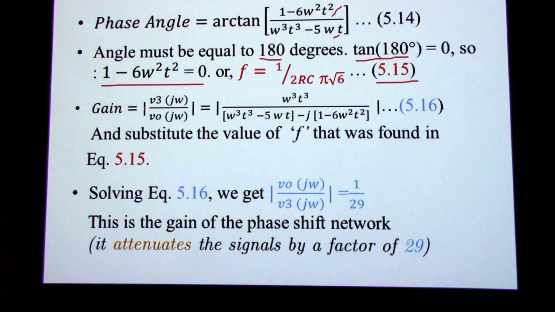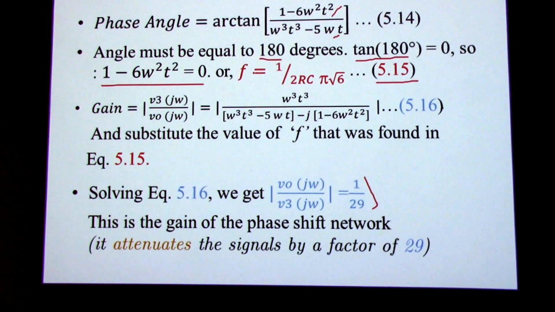And then there is the gain term. This is the expression from the last slide. If you take the magnitude and substitute the value of f that we found here, we solved everything and we got this. So you don't have to solve it by yourself, it's already done. As you can see, it's 1 over 29. That means you are losing about 28 parts of your power out of 29. So that means you have to gain 29 times.